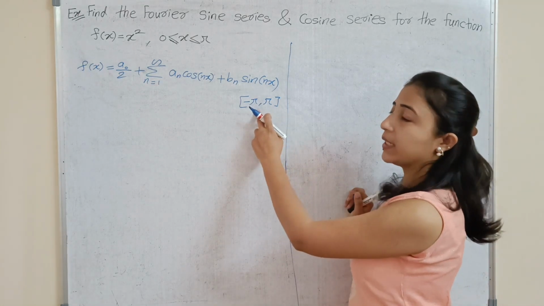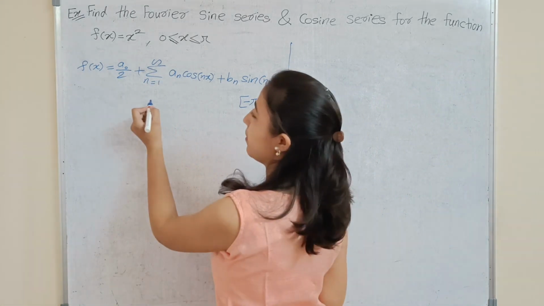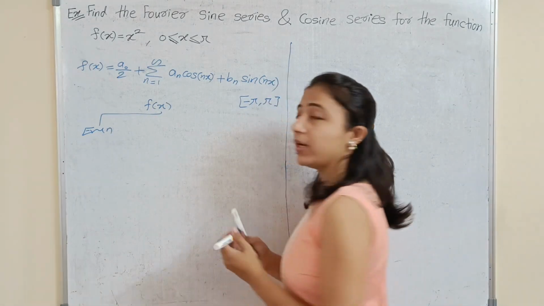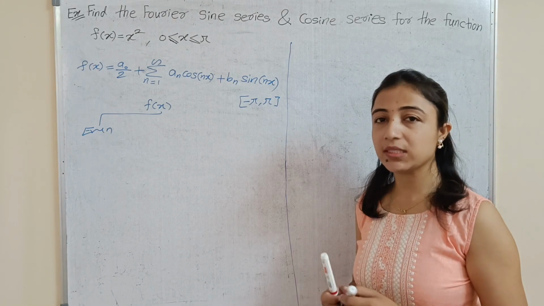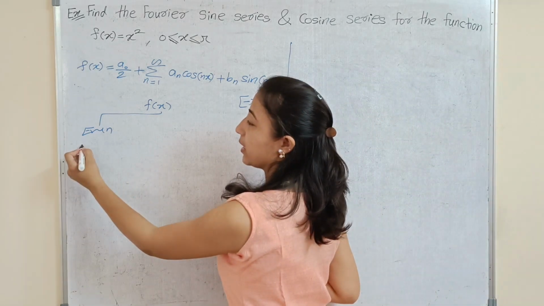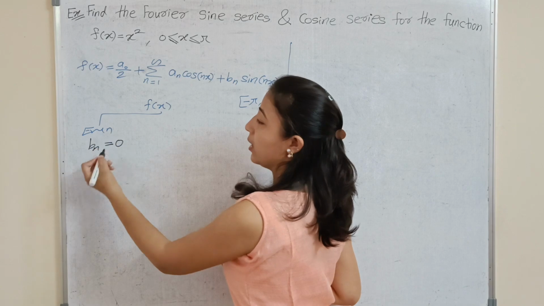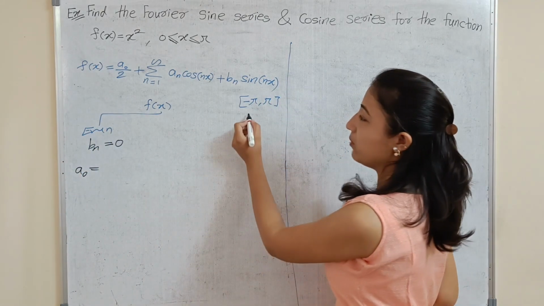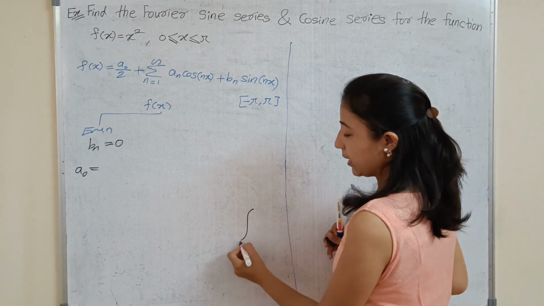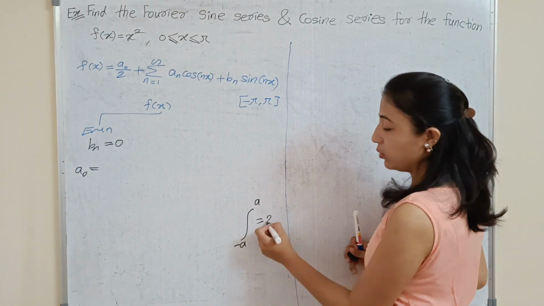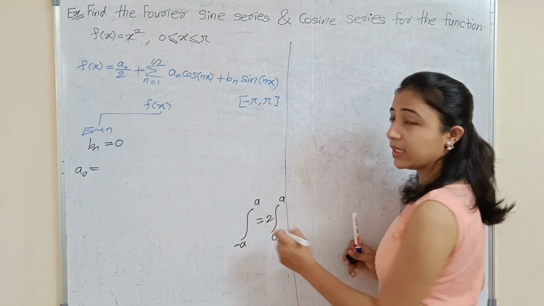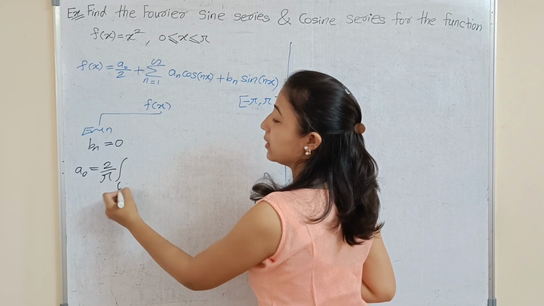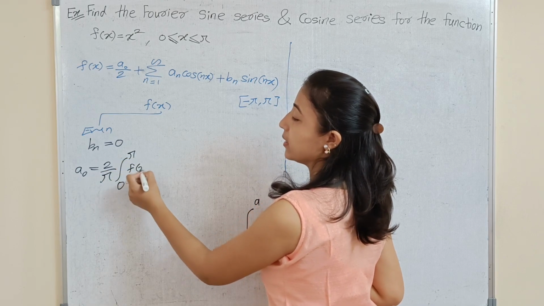Now what will happen if our function f of x is an even function? We know that for an even function we only need to find a0 and an. So if our function is even, then bn is 0. That means here we have to find only a0, and when our function is even, an integral from minus a to a becomes 2 times the integral from 0 to a. So here it is 2 by pi integral 0 to pi f of x dx.